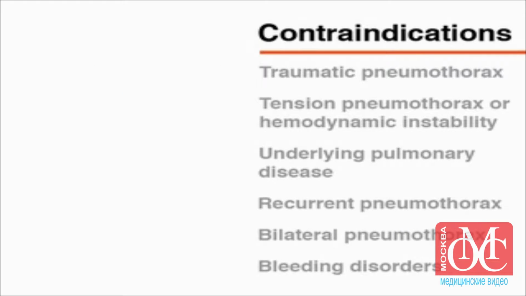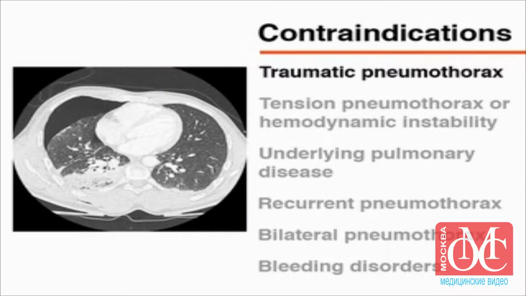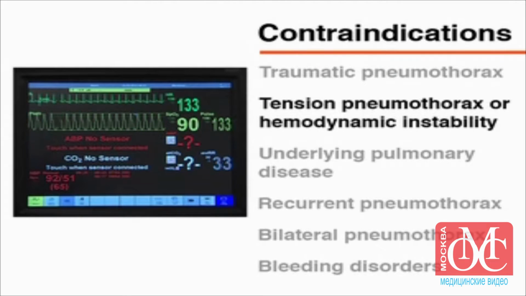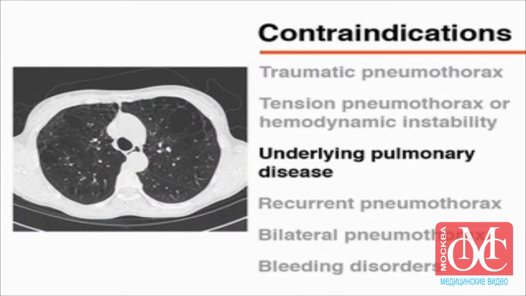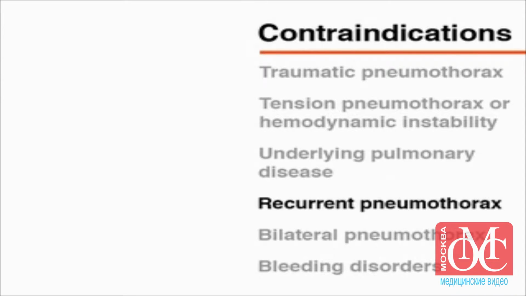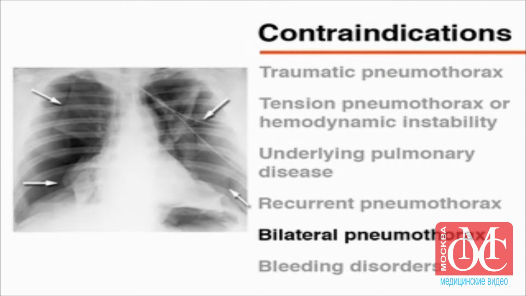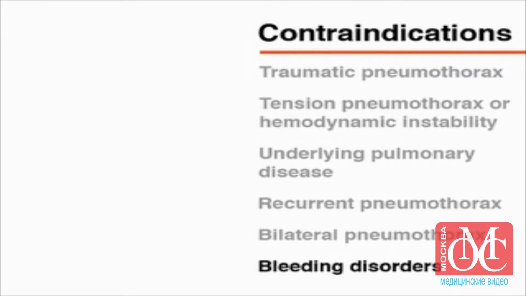Needle aspiration is contraindicated when a patient has traumatic pneumothorax or when tension pneumothorax is suspected. Hemodynamic instability also constitutes a contraindication. You should also avoid using needle aspiration in patients with underlying pulmonary disease, a history of recurrent pneumothorax, bilateral pneumothorax, or a bleeding disorder.